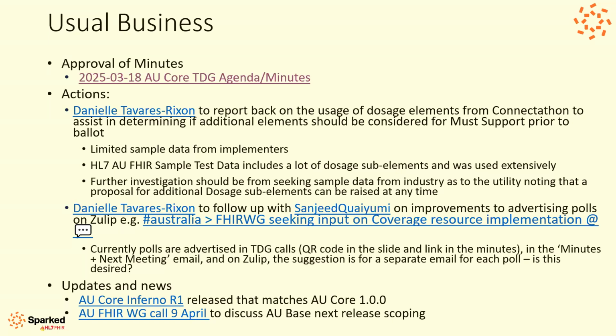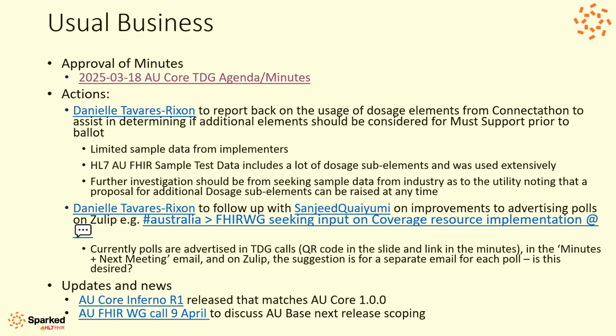But I think there was this sense that we're not feeling confident that we can actually say that these are the minimum requirements across every single use case, no matter what. And so we took an action to note during Connectathon what usage of dosage sub elements in FHIR were being exchanged and how they were used, and to report back and start to go down that journey on working out if there are additional things we want to add must support to in AU Core R2.